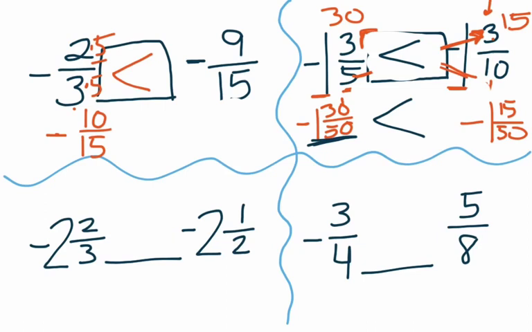Now, I would like you to pause this video and try the next two problems. You may be able to reason them, you might not. No matter what, I would like you to try to rewrite all four of these numbers using common denominators and then write down the less than or greater than symbol or equal to. So pause this video now if you haven't done so already and solve those problems. I'm going to begin solving them in just a moment.